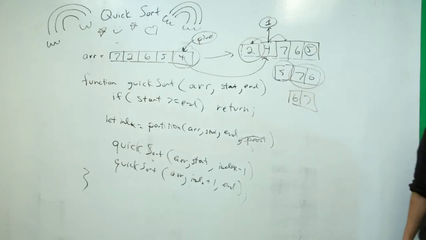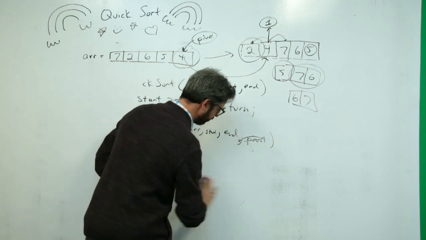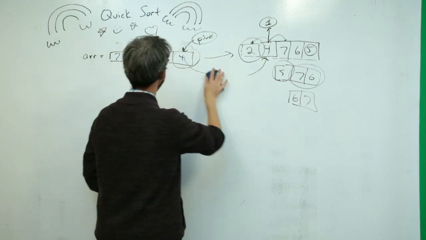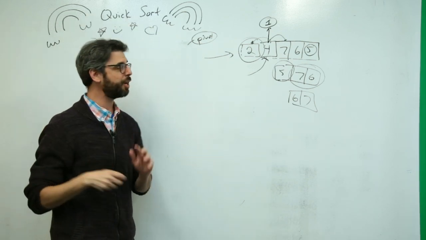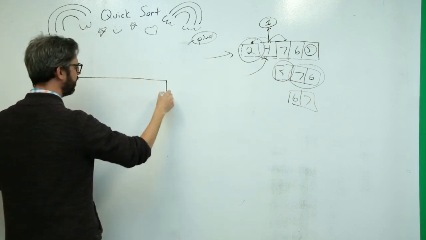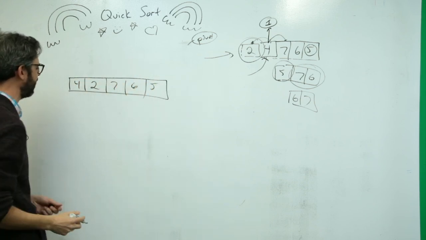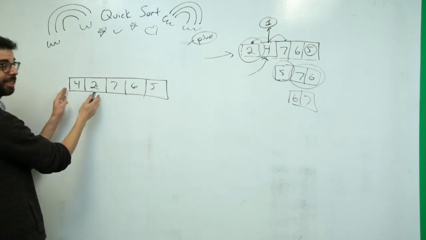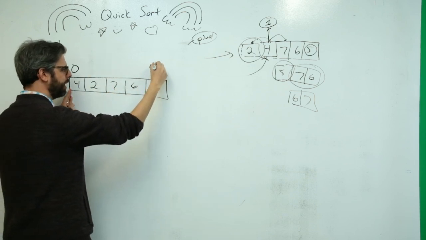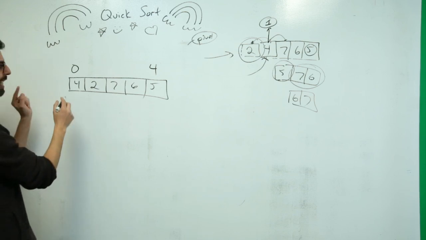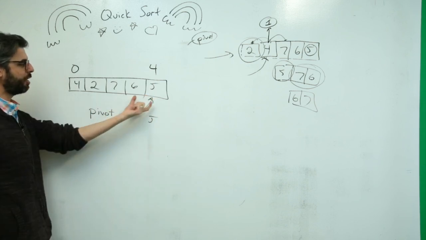Okay. Let's come back over here. All right, so let's figure out partition. Now remember, we have this array, which was, I can use any numbers here, 4, 2, 7, 6, 5, or something like that. I don't remember. Let's say this is the array. And so the start is 0, the end is index 4. So what I want to do to partition this is first I need the pivot value. So the pivot value is going to be 5. It's going to be the number that's at the end.